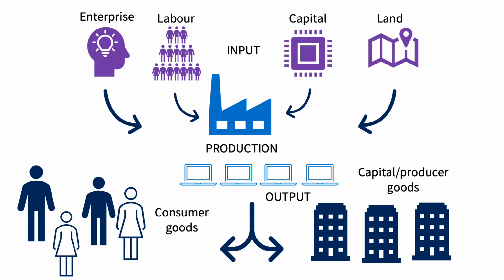We see the production process taking place in the factory, and we see the output as the laptop computer. Some of these laptop computers might be bought by a consumer to directly satisfy their own needs and wants. These will be consumer goods. Some laptops, on the other hand, might be sold to other businesses who produce other goods and services in order to allow their staff to work. These would be known as capital or producer goods.